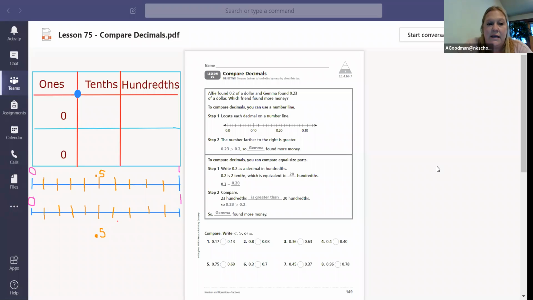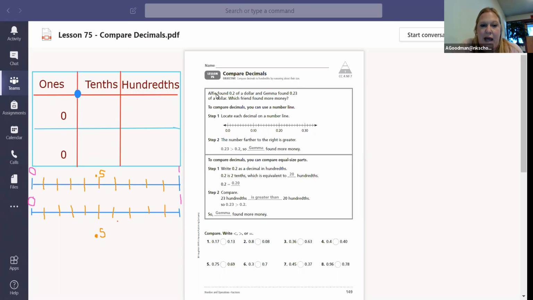All right, lesson 75 is comparing decimals. I'm going to show you the way that they have it on here, and then I'm also going to show you my favorite way with comparing on place value versus on a number line. So they have them on a number line here.